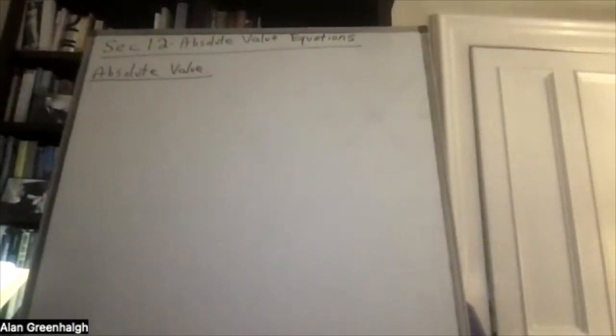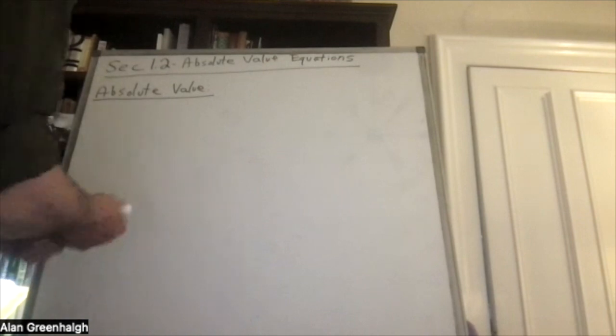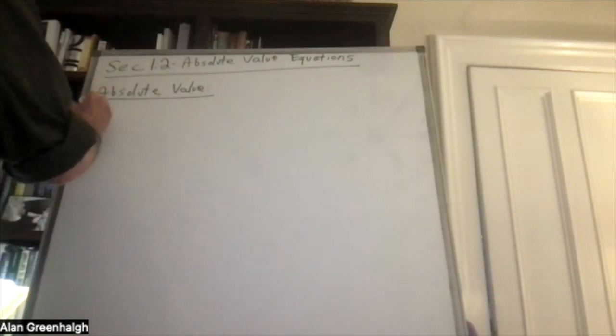Lesson 1.2 is the topic of absolute value. So we're starting to build it up a little bit more. We're going to be talking about what absolute value is.